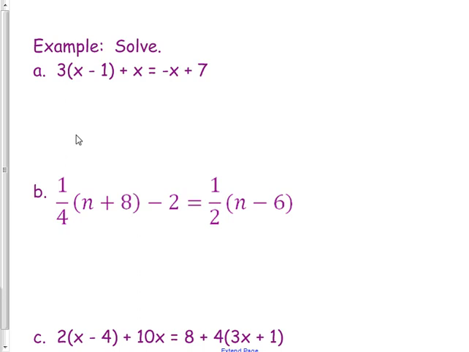Okay, 3a is just an equation. It's got an equal sign. It's got stuff on both sides. It's an equation. Just got to solve the equation. I want you to give this one a shot on your scratch paper, right now.